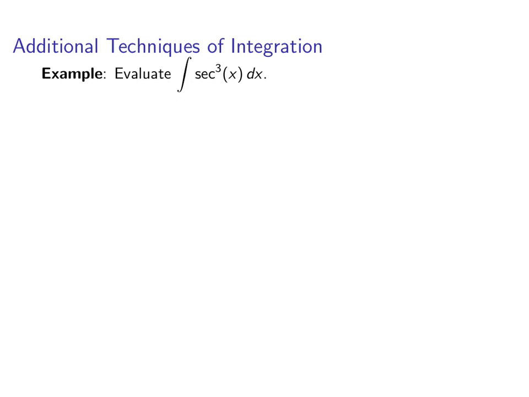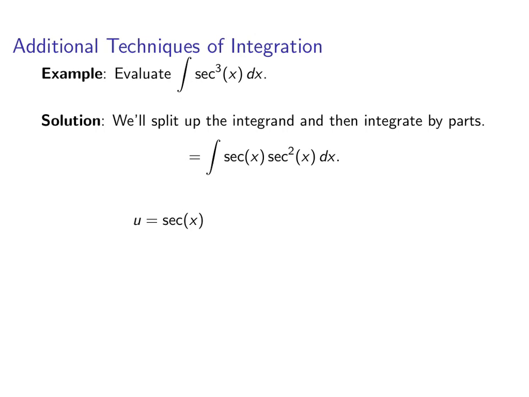Hello, calculus fans. All right, let's try to evaluate the integral of secant cubed x dx. We're going to split up the integrand and then integrate by parts. So we're going to split it up as the integral of secant x times secant squared x dx. So we'll let u equal secant of x and dv equals secant squared x dx. This isn't really covered by the detail rule, but let's follow through with this and see how it works out.